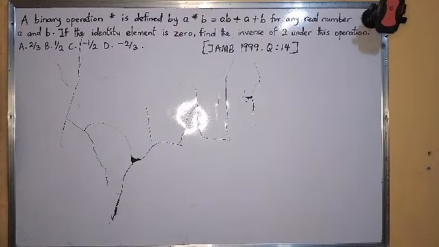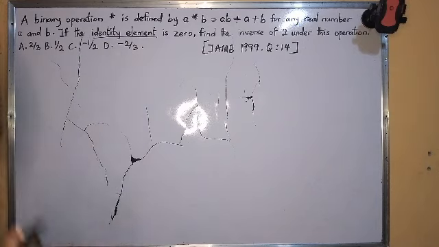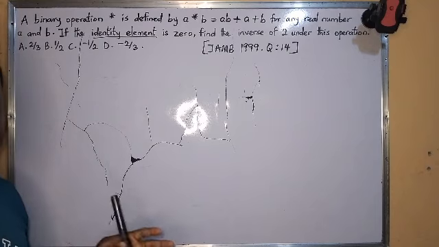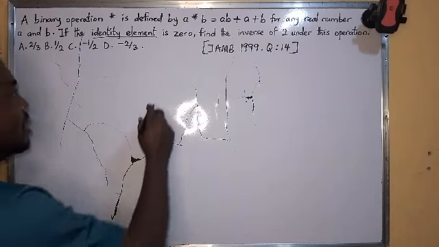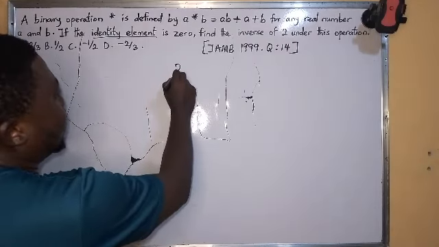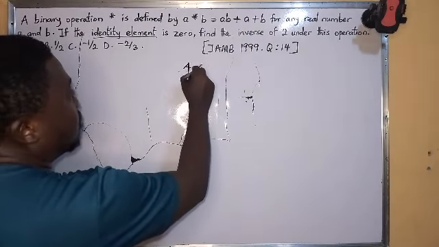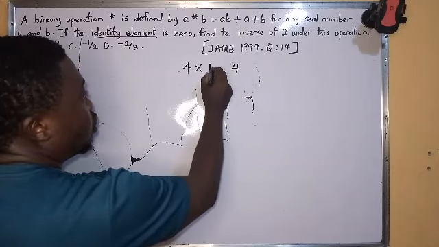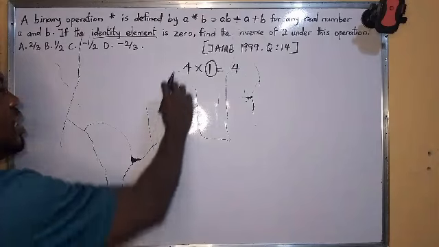So what is an identity element? That is the first thing we are going to treat. An identity element is an element that when multiplied with a particular element does not change the value of that element. It's just like 1. In real life, 1 is the identity element. If you have 4 multiplied by 1, it is equal to 4, so it is not changing the value.